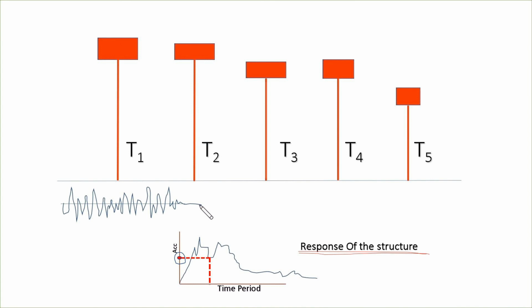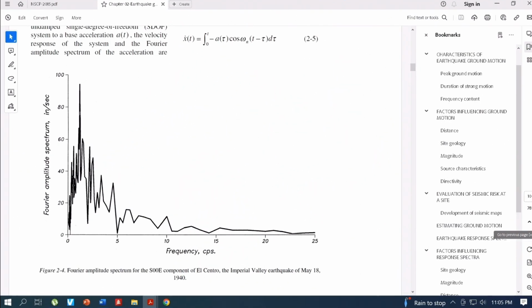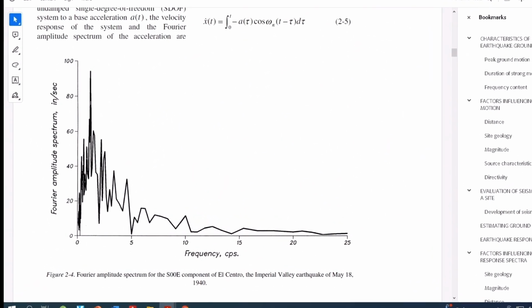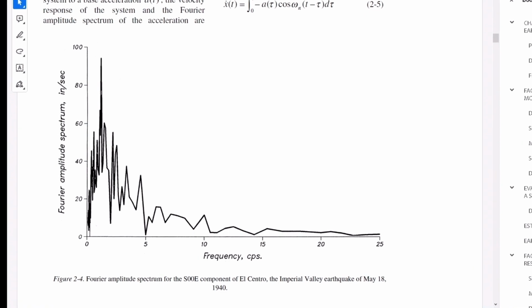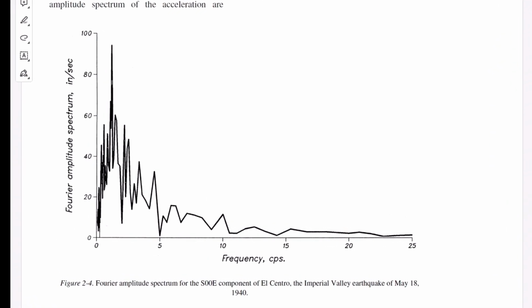happened last May 18, 1940, at the Imperial Valley, Southern California, where the magnitude was 6.9, the response spectra of that earthquake looks like this. So the actual response spectrum is not smooth. It is a plot of peak responses.